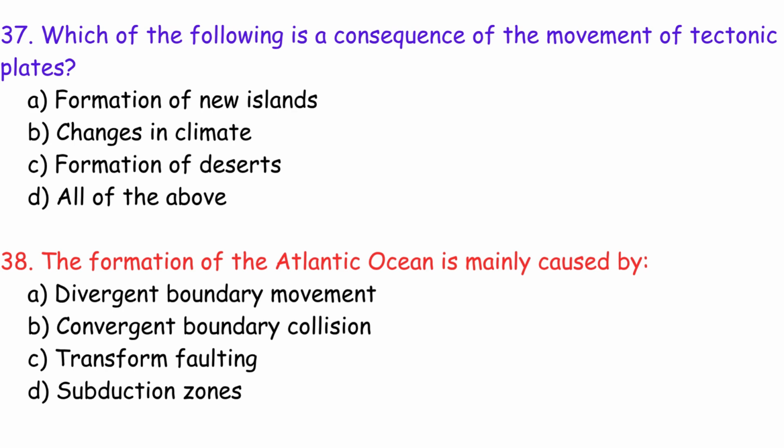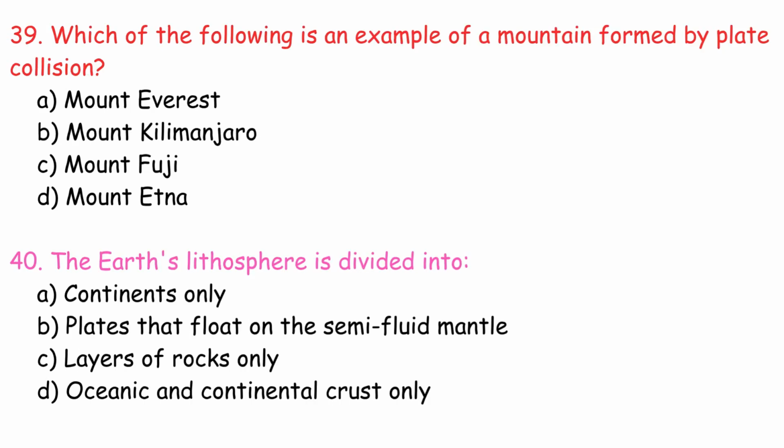38. The formation of the Atlantic Ocean is mainly caused by A. Divergent boundary movement. B. Convergent boundary collision. C. Transform faulting. D. Subduction zones. 39. Which of the following is an example of a mountain formed by plate collision? A. Mount Everest. B. Mount Kilimanjaro. C. Mount Fuji. D. Mount Etna.